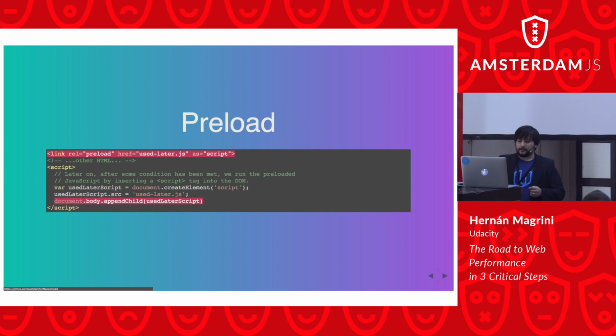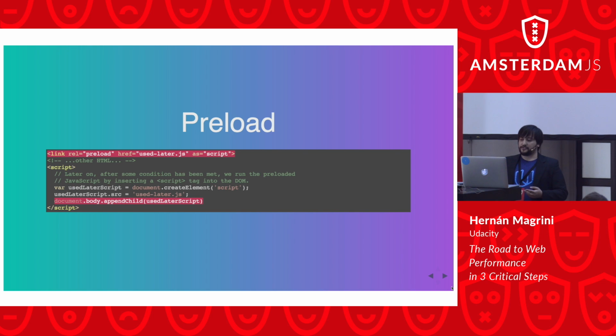And the preload value for the relationship attribute in the link helps us when we have scripts that we know are going to be loaded by some condition or at some point in the future. We can tell the browser to download this asset, but you're not going to be using it until I tell you to. So we just reference that asset with the preload value, and once we actually need it, we append it to the document, and then it's going to be parsed and executed by the browser.